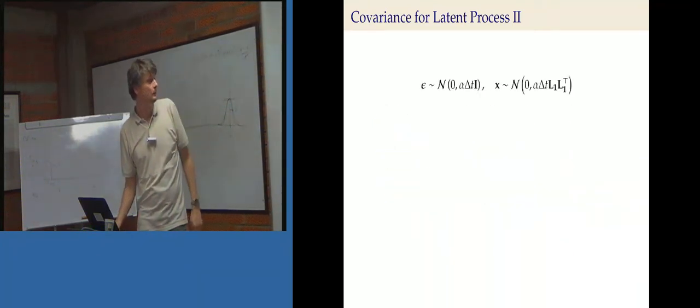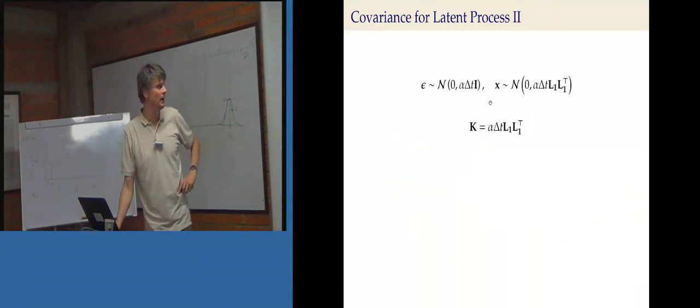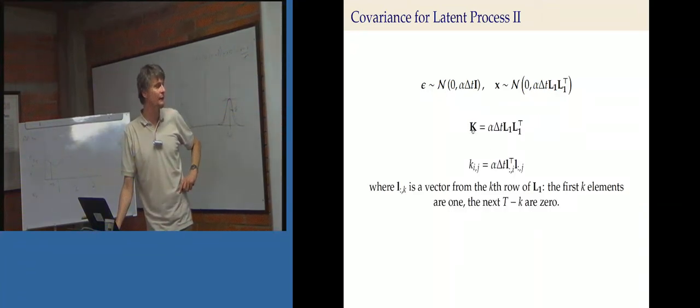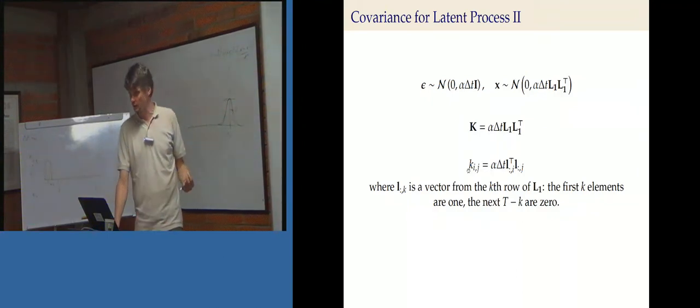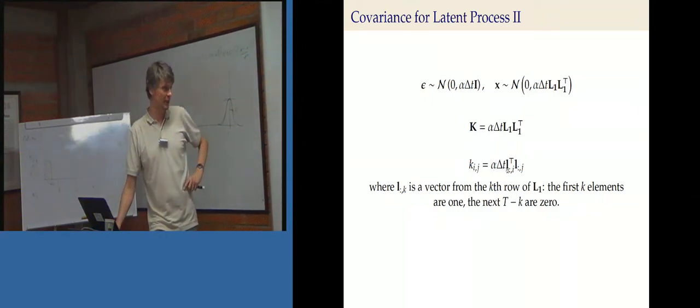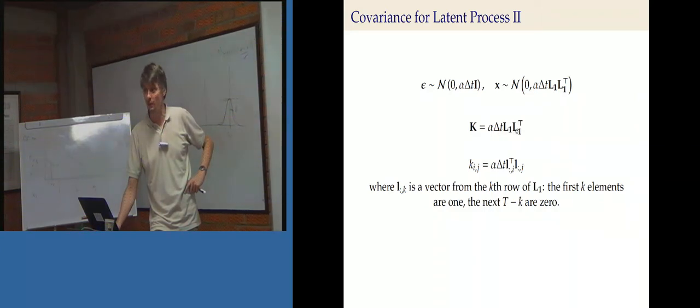Now, let's take a look at what this means. If we look at the covariance matrix, it's given by alpha delta t L1 L1 transpose. Now, each individual element of that covariance matrix, we want the covariance function, is given by alpha delta t Li Lj. So this is the ith row of L1, and this is the jth row of L1. Okay? So this is the inner product between the ith row of L1 and the jth row of L1, because it's L1 transpose. Agree?